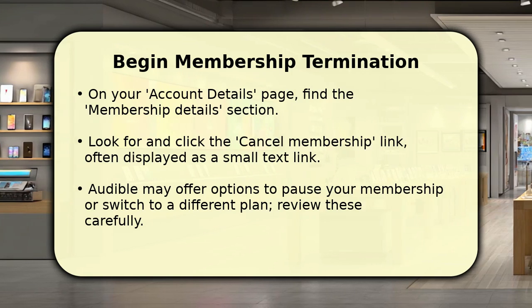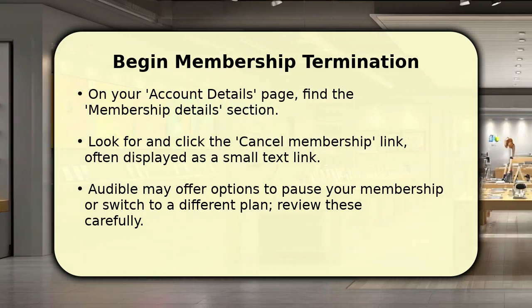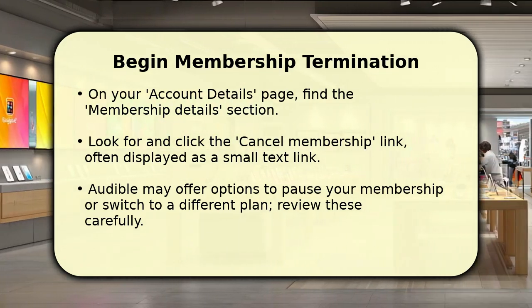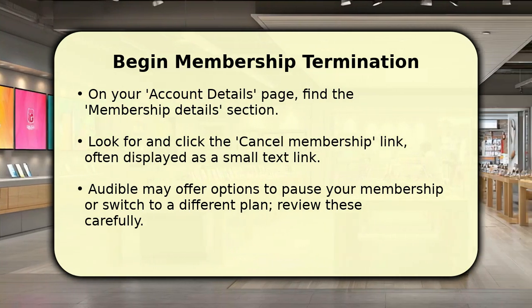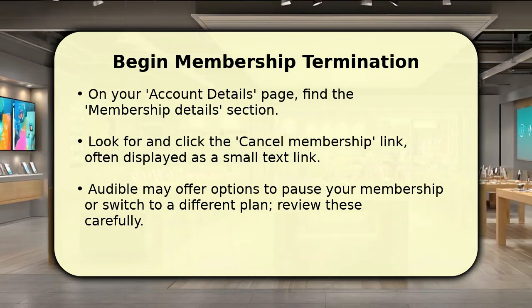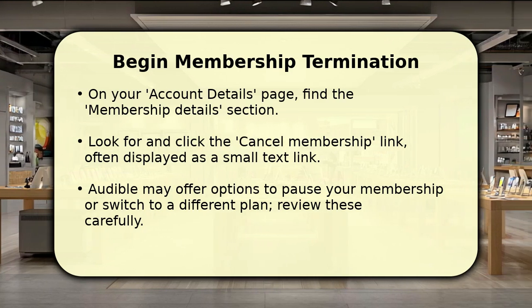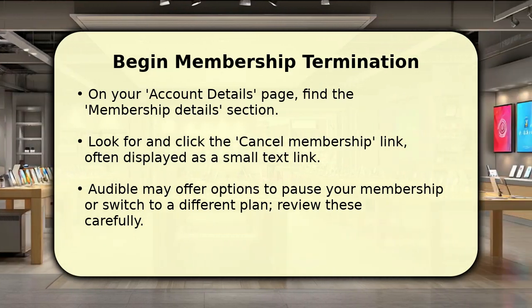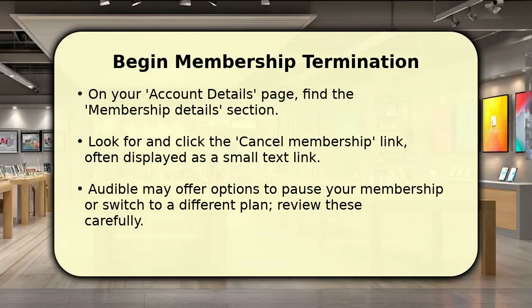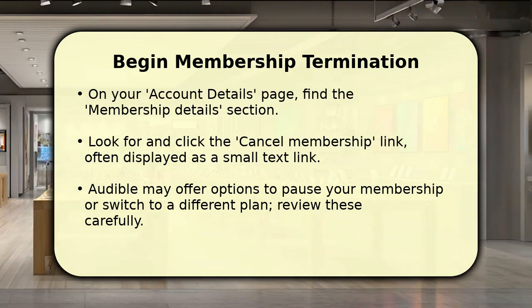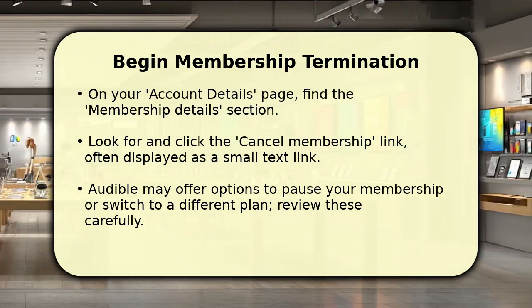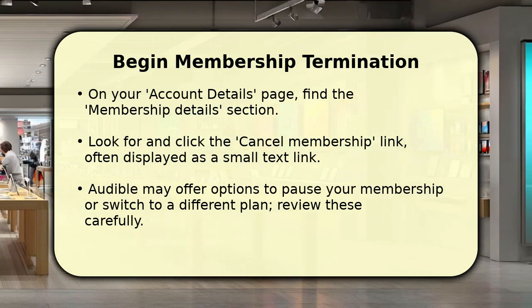Now, on your Account Details page, locate the section specifically labeled Membership Details. Within this section, you will find a link that says Cancel Membership. Click on this link to initiate the process. Audible might present you with alternative options, such as pausing your membership for a few months or switching to a different plan. Take a moment to consider these.